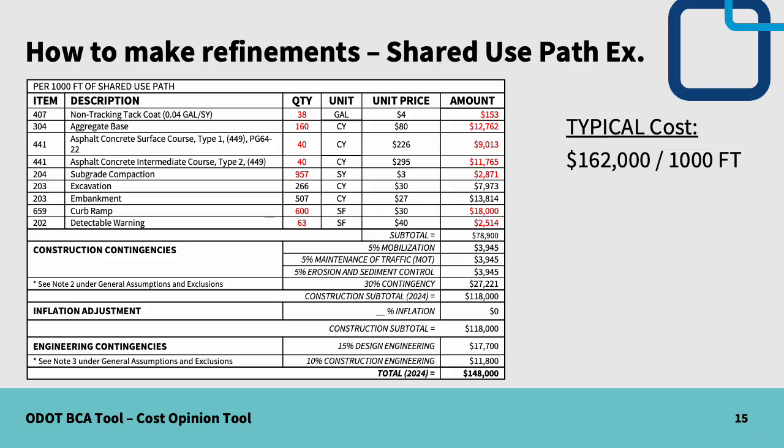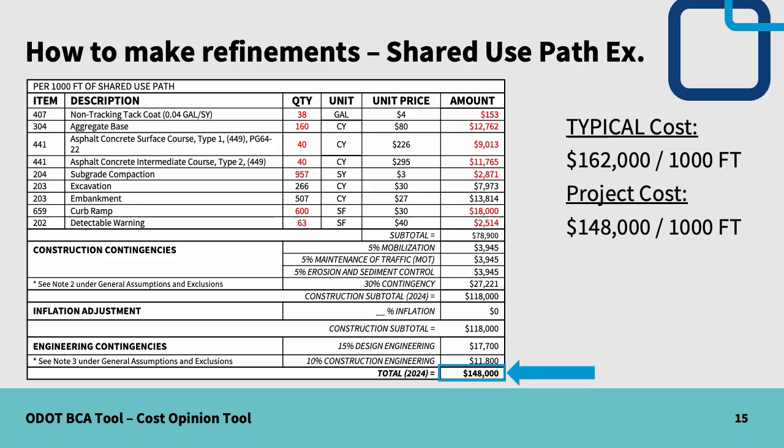you can see that the cost per 1,000 feet in our example project has gone down from $162,000 to $148,000 because our example uses a narrower width with more driveway crossings from the default. Both changes decrease the cost since a narrower path requires less materials, and as noted previously, the path is assumed to not disturb existing driveways.